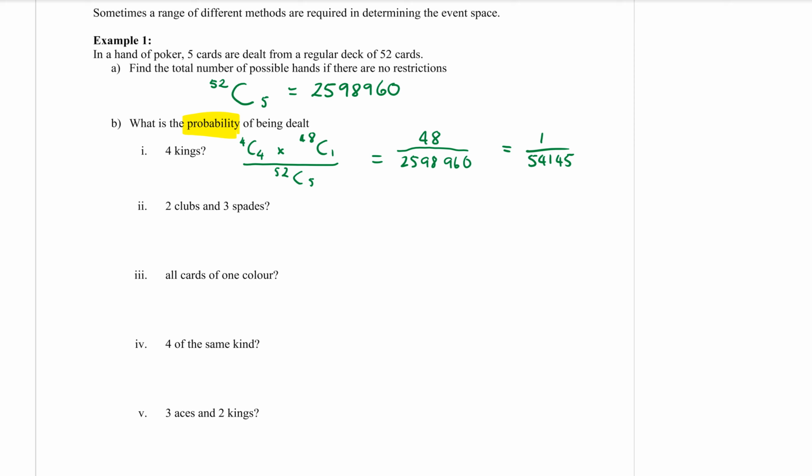Part two, we want two clubs and three spades. Just to do one thing at a time, let's focus on the two clubs. How many clubs are in the deck? 13 clubs. There are four suits, with 13 in each. I need two, so 13C2, times the spades. Again, there are 13 spades, and this time I need three of them, so 13C3. And again, that goes over the total, 52C5. Does anyone have a simplified answer for that?